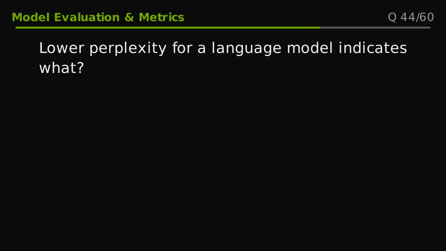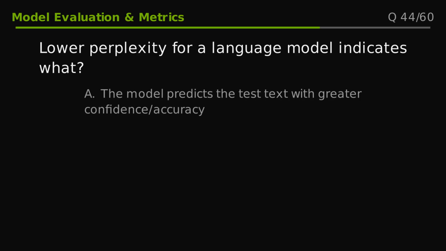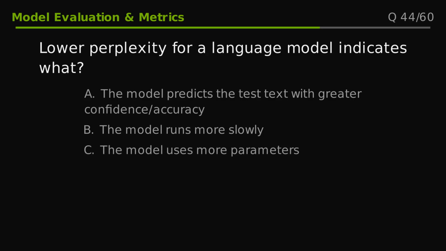Question 44. Lower perplexity for a language model indicates what? Option A. The model predicts the test text with greater confidence and accuracy. Option B. The model runs more slowly. Option C. The model uses more parameters. Option D. The model has more layers.